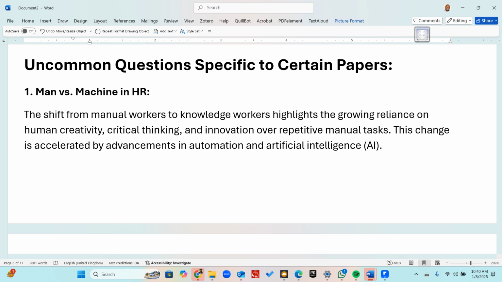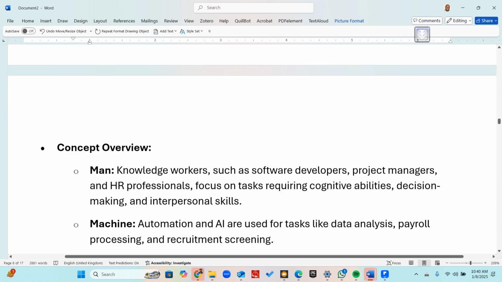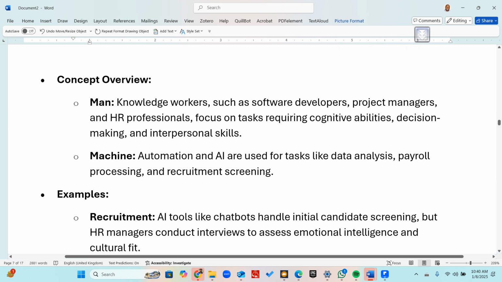The uncommon questions are specific to certain papers and do not occur in most papers. You say man versus machine. The shift from manual work to knowledge workers highlights the growing reliance on human creativity, critical thinking, and innovation over repetitive manual tasks. This change is accelerated by advancements in automation and artificial intelligence. The concept overview. Man: knowledge workers such as software developers, project managers, HR practitioners or professionals focus on tasks requiring cognitive abilities, decision making, and interpersonal skills. Machine: automation and AI are used for tasks like data analysis, payroll processing, and recruitment and screening.